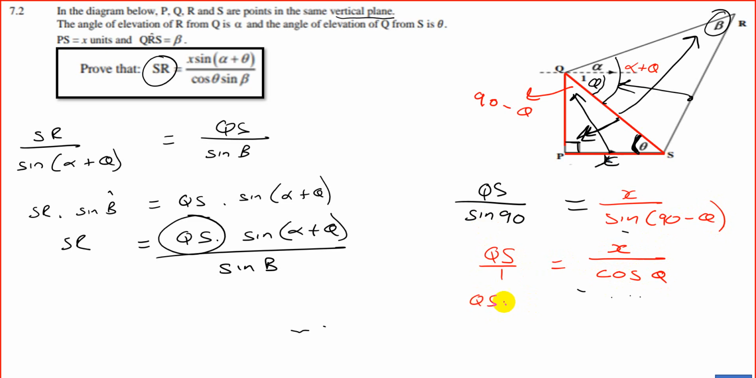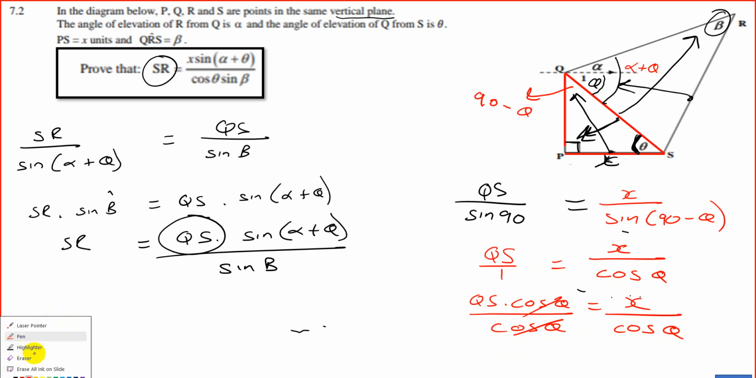We can cross multiply: QS times cos theta is equal to X, and therefore dividing both sides by cos theta, we come out with QS being X over cos theta. And what we're going to do is replace that. Then SR is actually equal to, now QS we found, let's put it in red, it's X over cos theta.